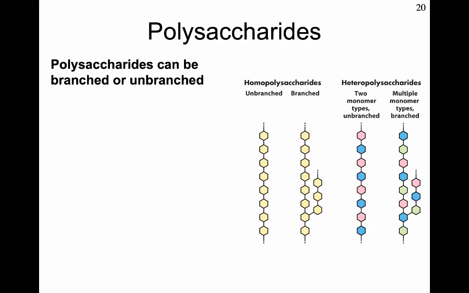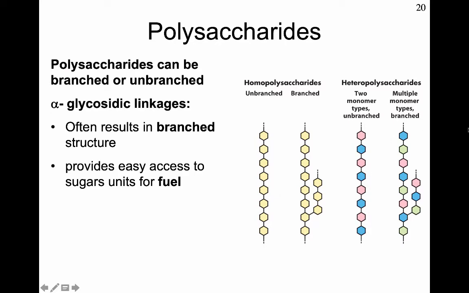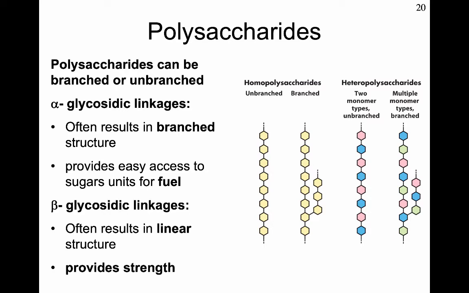Polysaccharides can also be branched or unbranched. If a polysaccharide has alpha glycosidic linkages that connect the different monomers together, then this will often create a branch type of structure. And that structure is going to dictate its function in that it's usually going to provide access to sugars as fuel for an organism. There's polysaccharides that are connected together by beta glycosidic linkages. And so this is going to often create a linear structure, and that linear structure is going to provide strength for an organism.